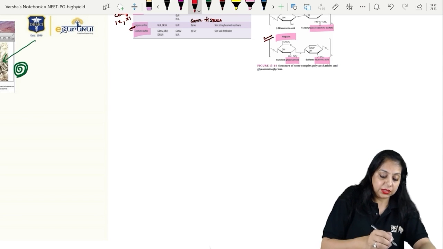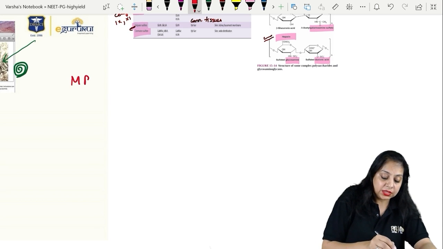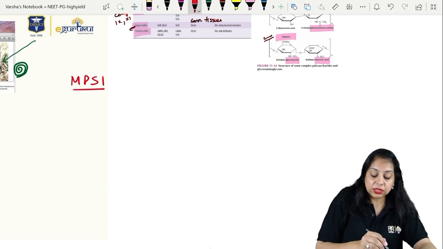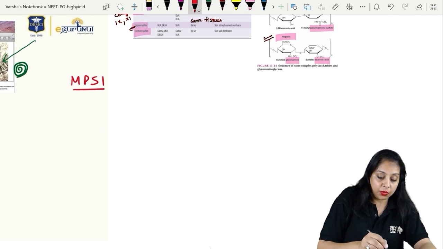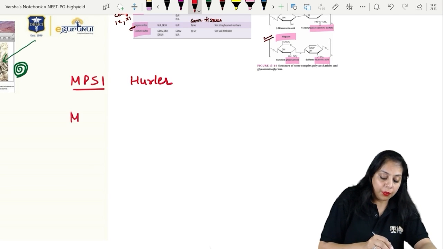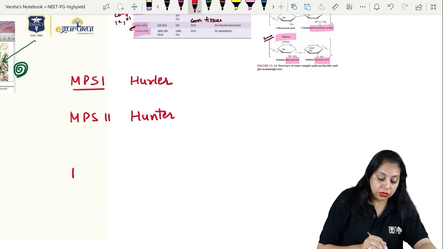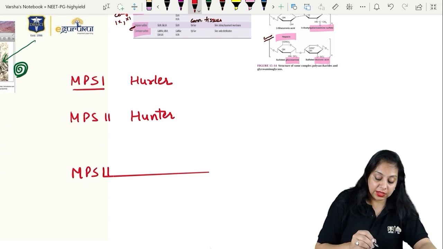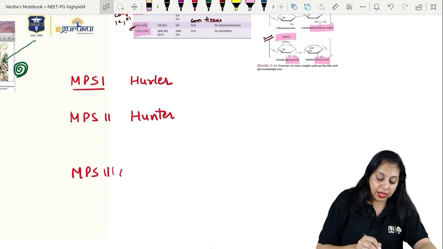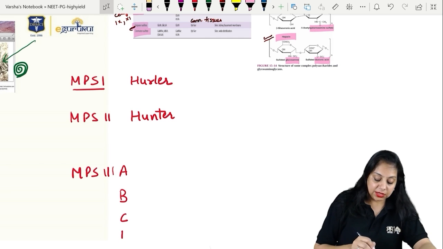Use this space, right? So mucopolysaccharidosis 1 is your Hurler syndrome. Mucopolysaccharidosis 2 is your Hunter. Very, very important. We have other ones also, MPS 3, which has 4 categories: MPS 3A, 3B, 3C, 3D.